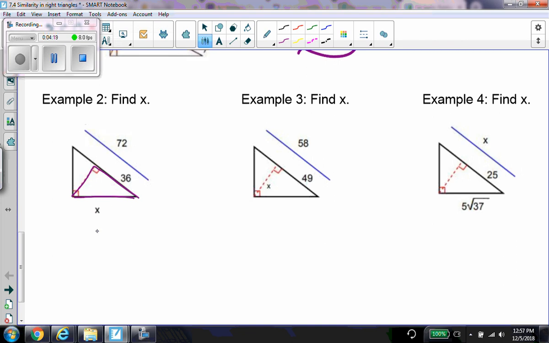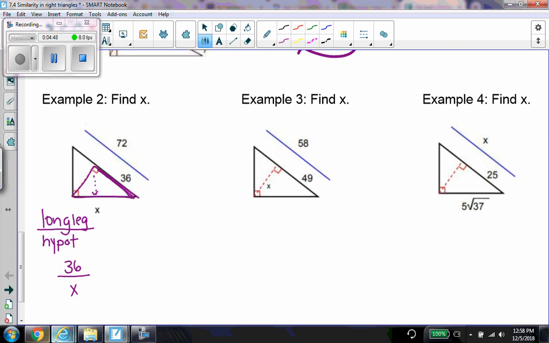So interesting. If I set up a proportion that looks at the long leg over the hypotenuse. So this is my long leg. That means it's longer than this one right here. My long leg is 36. My hypotenuse, the side that's always across from your right angle, is X.